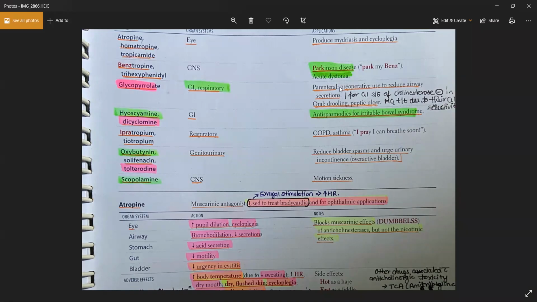Okay, and you will use these drugs as preoperative agents to reduce the airway secretions. Very much important. Glycopyrrolate, right?